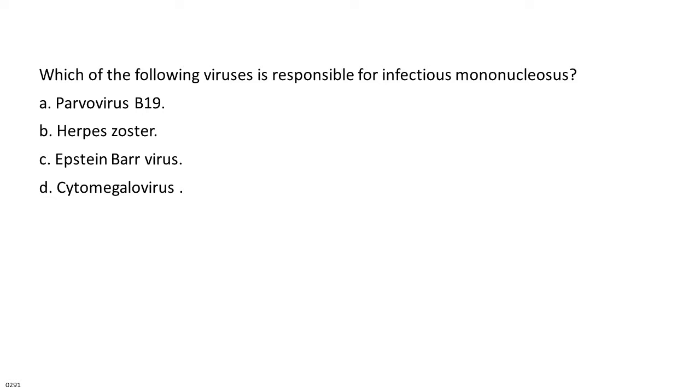Which of the following viruses is responsible for infectious mononucleosis? A. Parvovirus B19. B. Herpes zoster. C. Epstein-Barr virus. D. Cytomegalovirus.